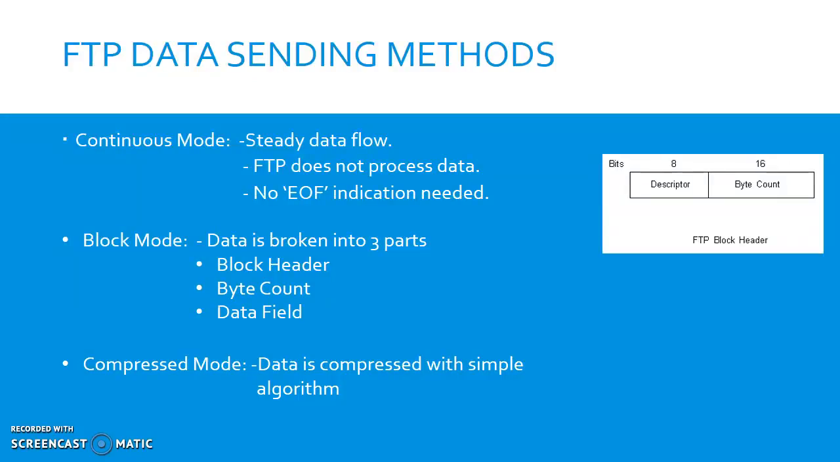Block mode. Data is broken down into several parts. FTP processes the data and then breaks it into three separate parts. There's the block header, which I have an image of over on the right side, just a very basic description of kind of what that is. So we have the block header and the byte count, and then you would also have the data field. The data is then sent to the TCP.